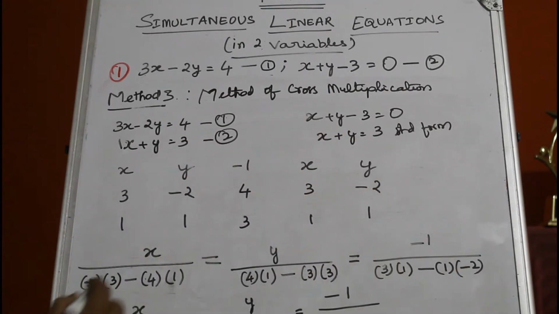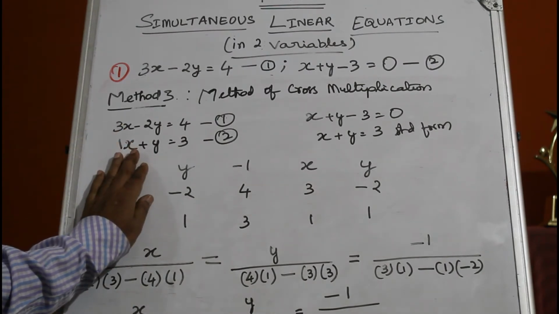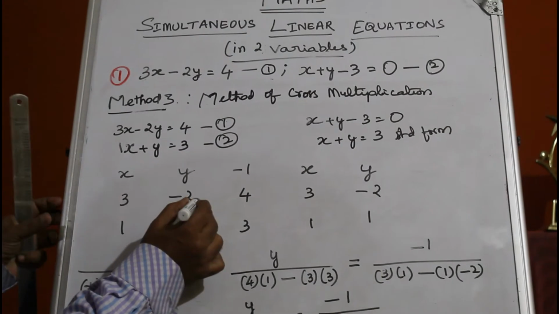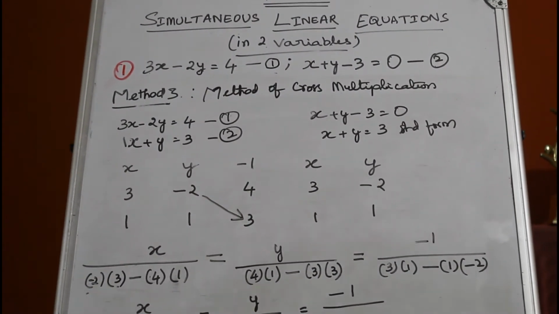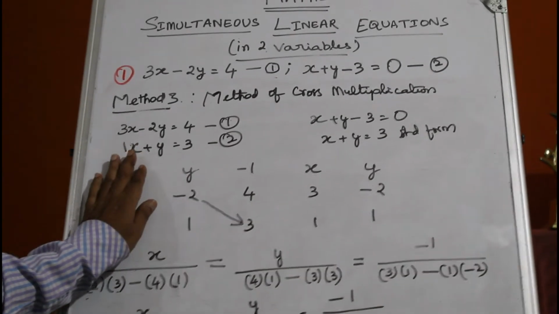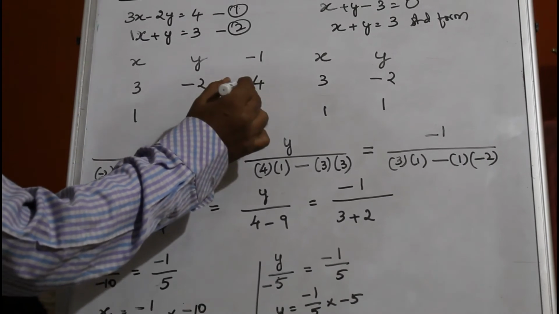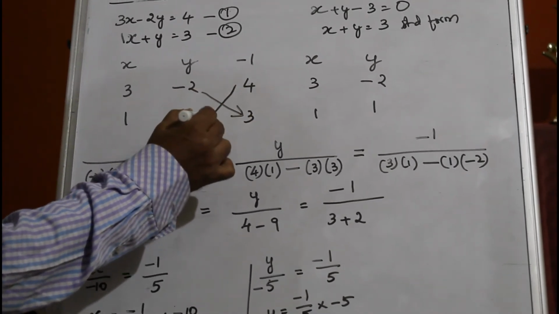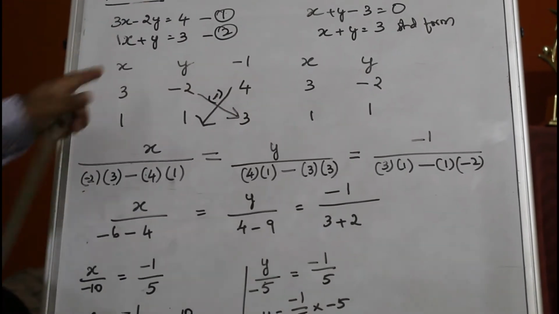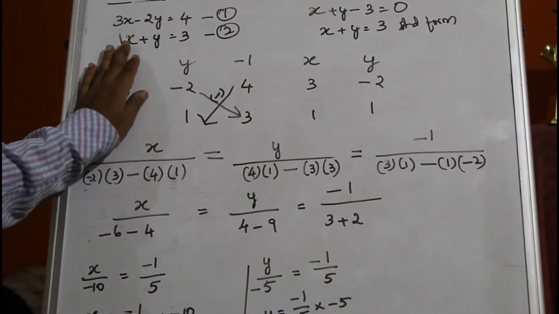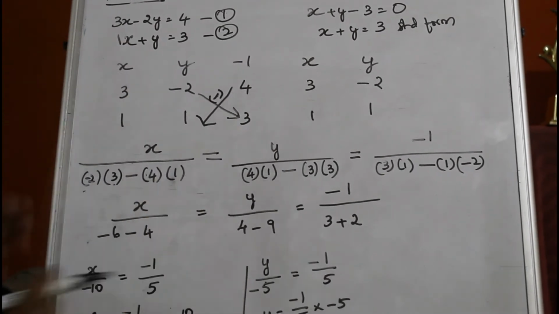Look here, put this x and close the x. And you multiply like this: minus 2 into 3, that's what I wrote here. Again I repeat, you close this x and write minus 2 into 3 here, and do this in the reverse direction and put minus in the middle. So first you put the x and close this and write minus 2 into 3 and put the minus in the middle, 4 into 1.